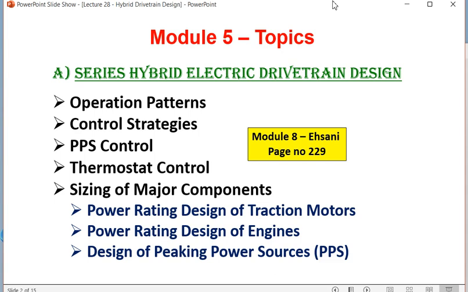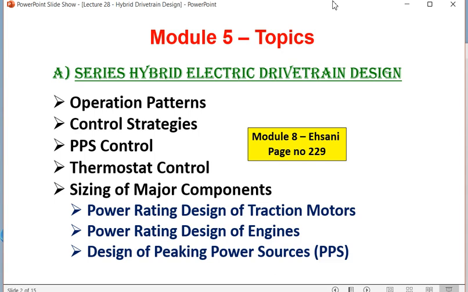Next, we are going to see the power rating design of engines, because whenever I am saying it is series hybrid, it will comprise the battery as well as the primary power source, that is the engine. So design of both the power source, engine, and traction motor, all the design considerations we are going to see here. There is a new concept we are going to see here. The concept is not new, but the name will be new, used here for the first time, which is called peaking power source, or we are going to mention it as PPS.